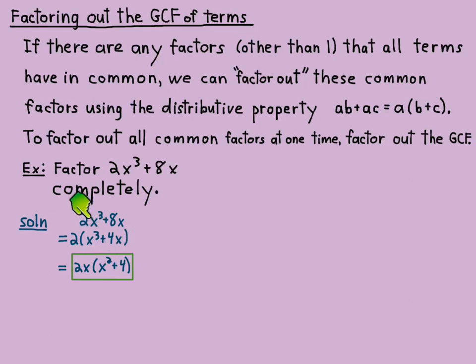Now, of course, I could have noticed the 2 and the x and done them both at the same time, just written down 2x. So I could have skipped this middle step. You can do it either way. Doesn't matter.